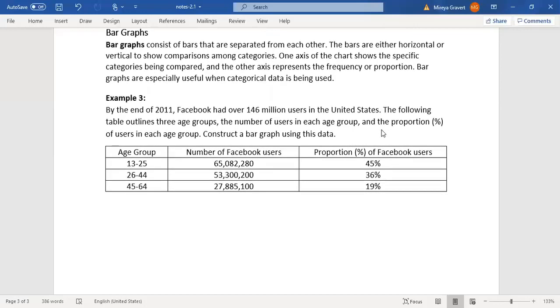So example 3. By the end of 2011, Facebook had over 146 million users in the United States. The following table outlines 3 age groups, the number of users in each age group, and the proportion, or percent, of users in each age group. Construct a bar graph using this data.